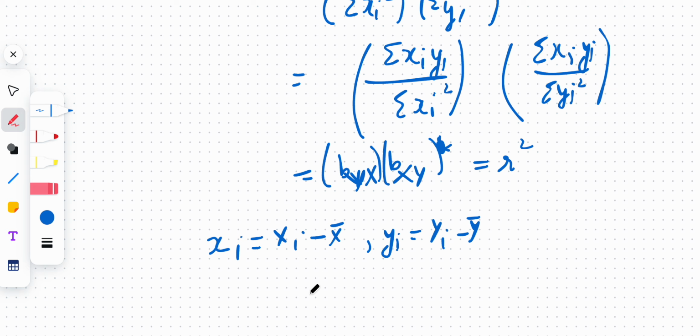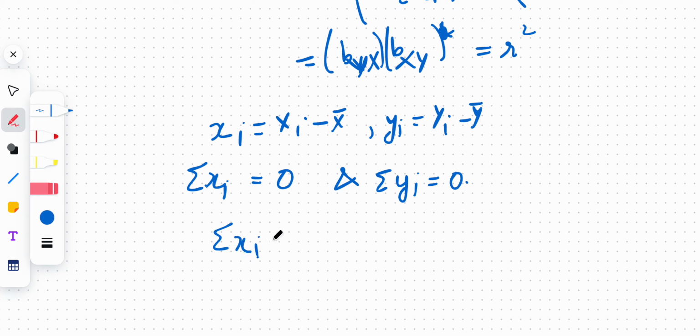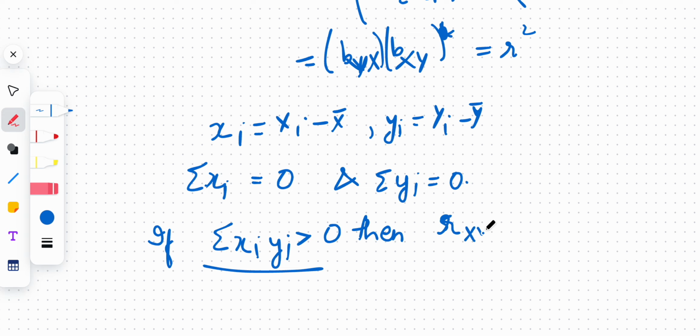Another thing to note, which we would always know, is that summation xi is always equal to 0 and summation yi must be equal to 0 for most, and summation xi yi is greater than 0. So now if this is greater than 0, then rxy will be positive.